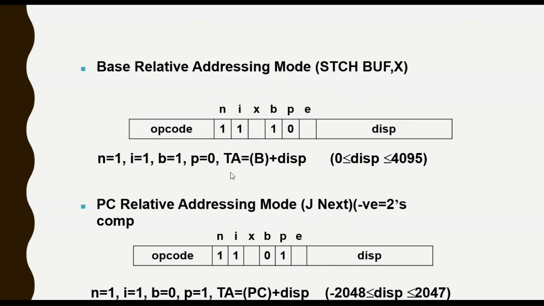Then PC relative, same format, but B is equal to 0, P is equal to 1. P stands for PC relative. Target address is the content of the program counter plus displacement. So if base registers are used, then base relative. If it is not used, then whenever the new address is calculated, the program counter content will be used. So most of the instructions are PC relative only.